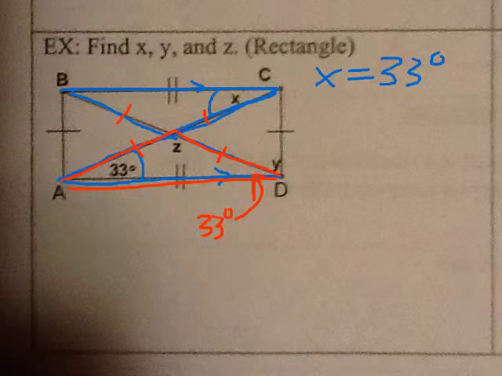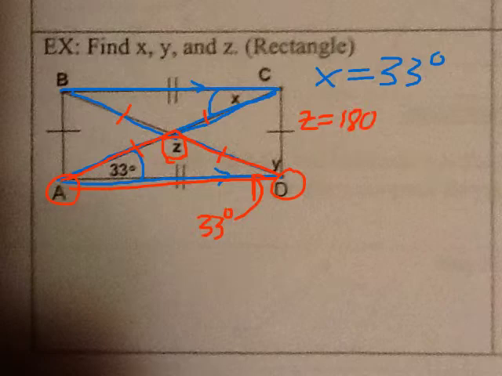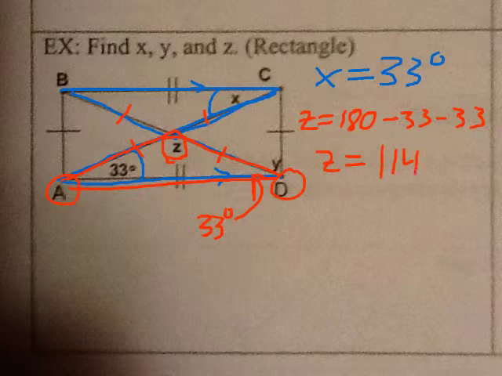Now that doesn't help us immediately, but if this angle is 33, this angle is 33, then this angle Z up here must be 180 minus 33 minus 33. So Z equals 180 minus 33 minus 33, and Z equals, was it 114? 114 degrees. Okay, so check my math on that. I'm pretty sure it's 114.